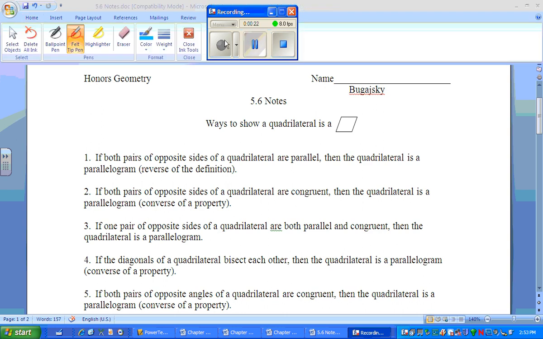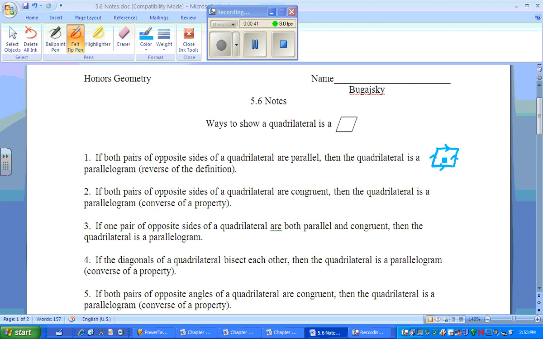The first way says, if both pairs of opposite sides of a quadrilateral are parallel, then the quadrilateral is a parallelogram. So in a picture, if we have a parallelogram, if you know both pairs of opposite sides are parallel, it's going to be a parallelogram.